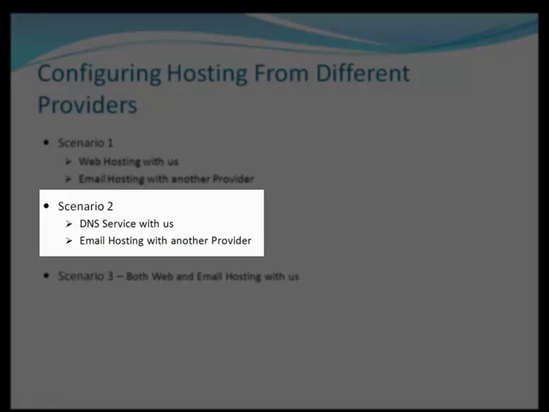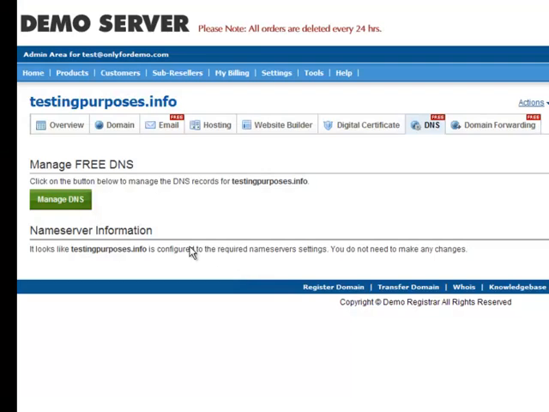Scenario 2. You are using our DNS service and email hosting from another provider. In this scenario, you will need to acquire the relevant MX and A records from the email hosting provider and add them to the DNS package provisioned through us.